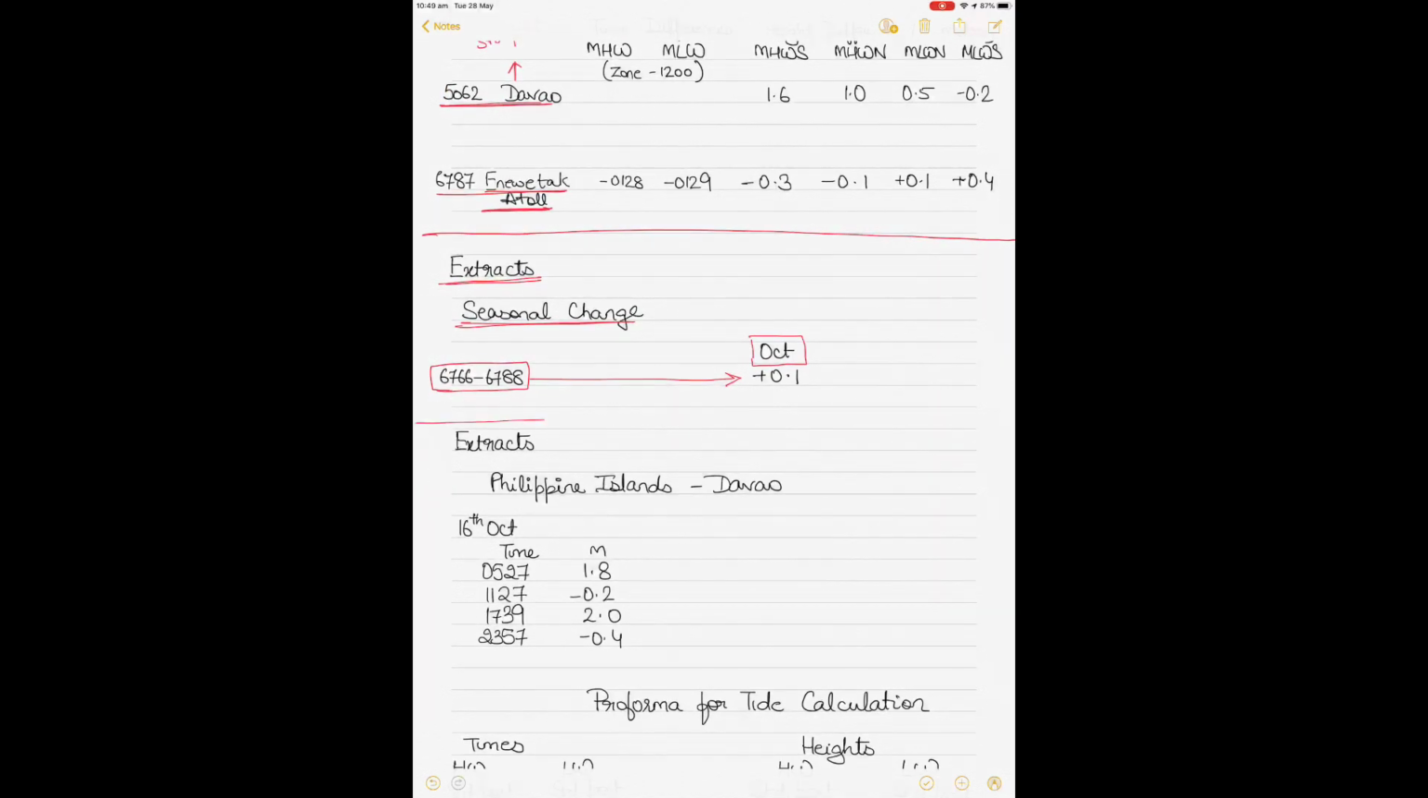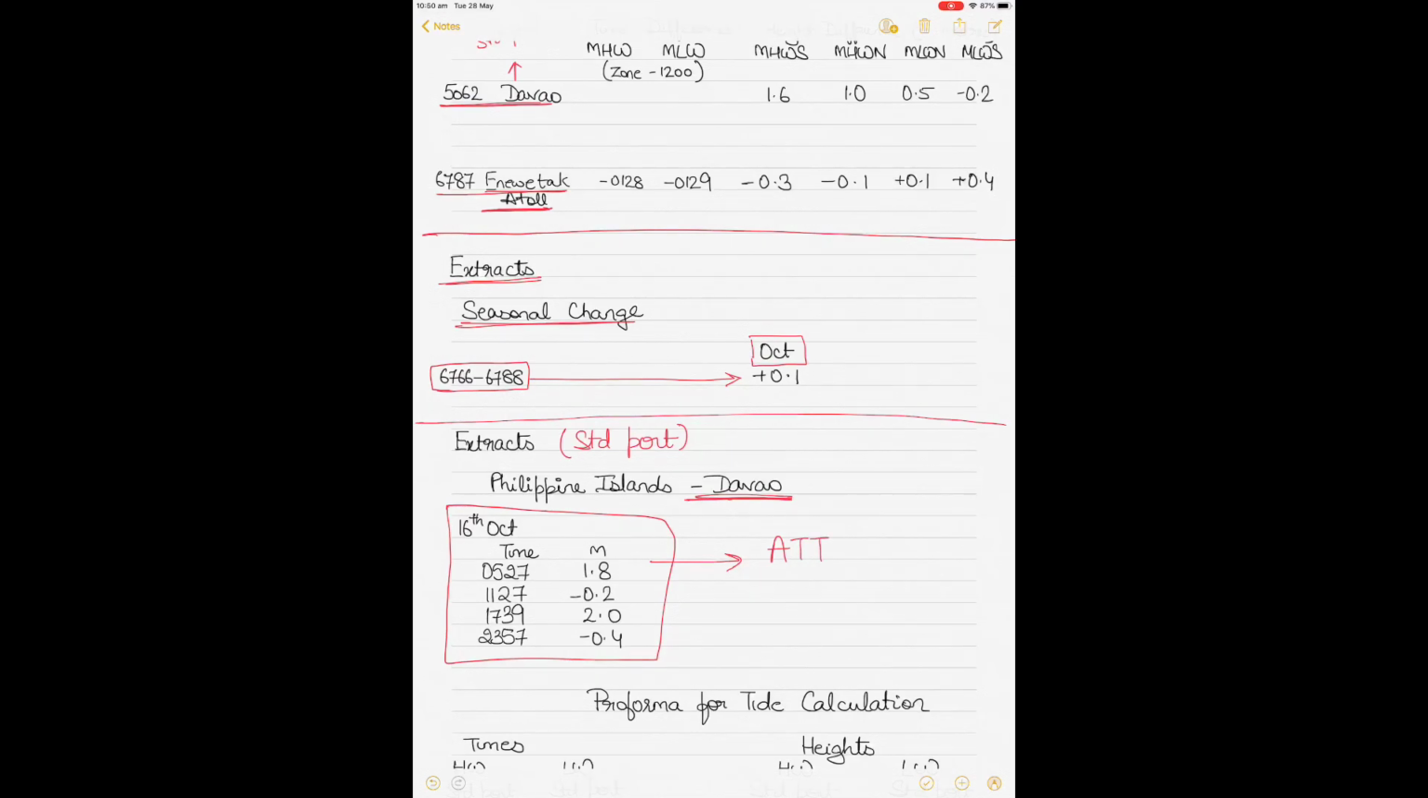The third extract that we use is for the standard port. So the Admiralty tide tables has provided the height and times for the tides for the standard port, and the standard port here, as I told you before, is Davao. So for Davao, for 16th of October, it's given on a monthly and daily basis as well. This is the extract from the Admiralty tide tables, ATT.